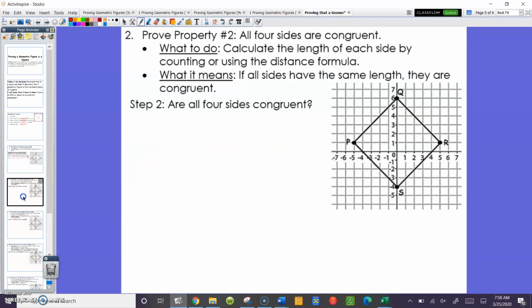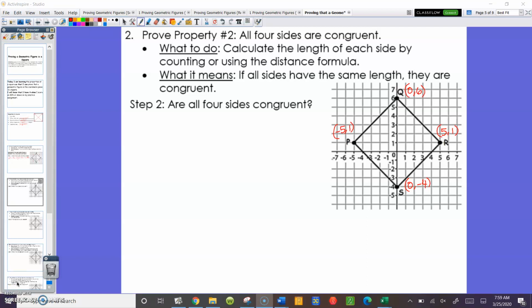Okay, let's go ahead and move on to the next property. Property 2, all 4 sides are congruent. So what we will need to do to figure this out, we will need to calculate the length of each side by counting or using the distance formula. So because these are not vertical and horizontal lines, we cannot count. We will have to use the distance formula. So let's go ahead and identify the ordered pairs.